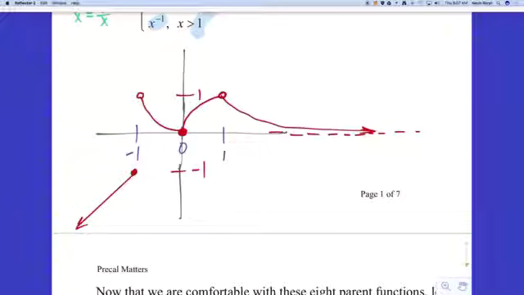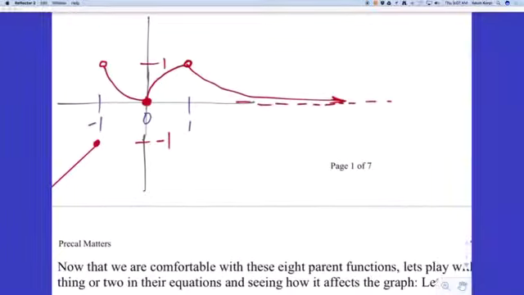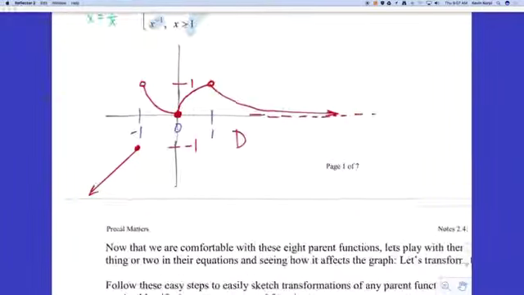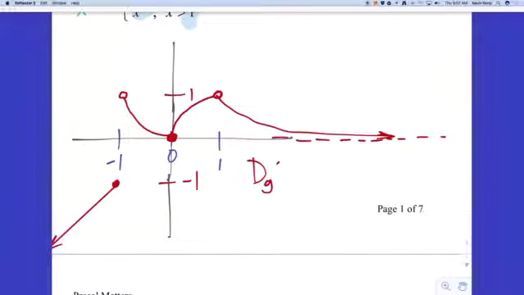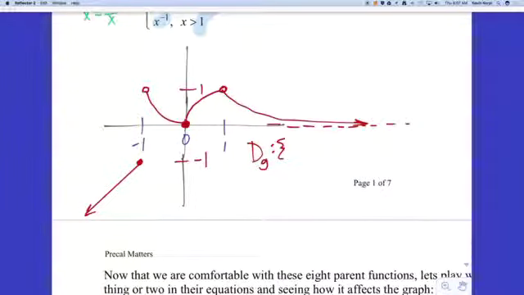Does it pass the vertical line test? Yeah, sure does. Let's go ahead and find the domain now. What is the domain of, this guy's name is G, like Goofy. What is the domain of G? Is it all real numbers? X doesn't equal 1, so it's the set of all x such that x is not 1.